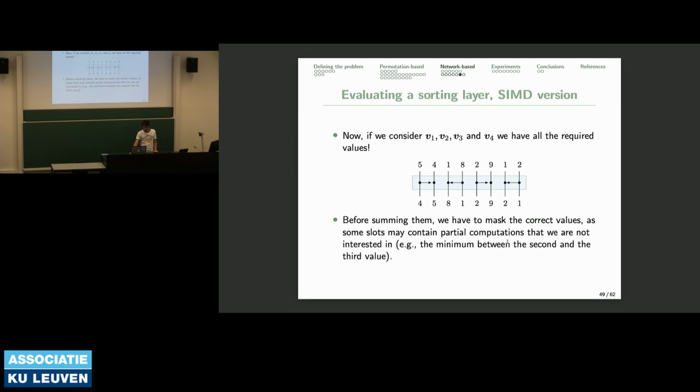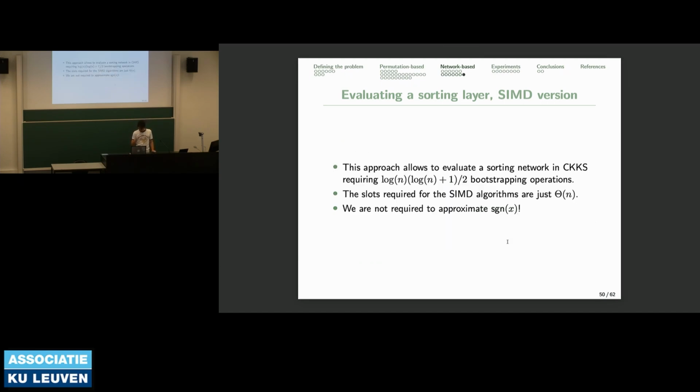And applying this in the CKKS scheme, the idea is to evaluate a layer and then bootstrap. To evaluate a layer and then bootstrap. So as you expect, this approach is slower and the depth of this circuit is way larger with respect to the permutation-based one, but the slots are just n. So it's a different approach. And moreover, in this approach, we do not have to approximate the signum function.